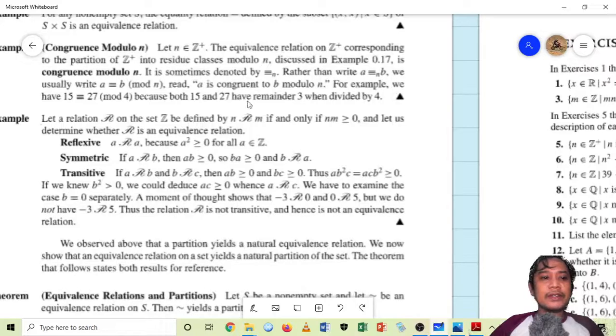Okay, so we see here that, for example, we have 15 is congruent to 27 modulo 4. Why? Because if you divide 15 by 4, the remainder is 3. 27 divided by 4 is 6, remainder 3. So they yield the same remainder, which is 3. So they are congruent modulo 4. Meaning those numbers with the same remainder divided by the same divisor would be congruent modulo the divisor.